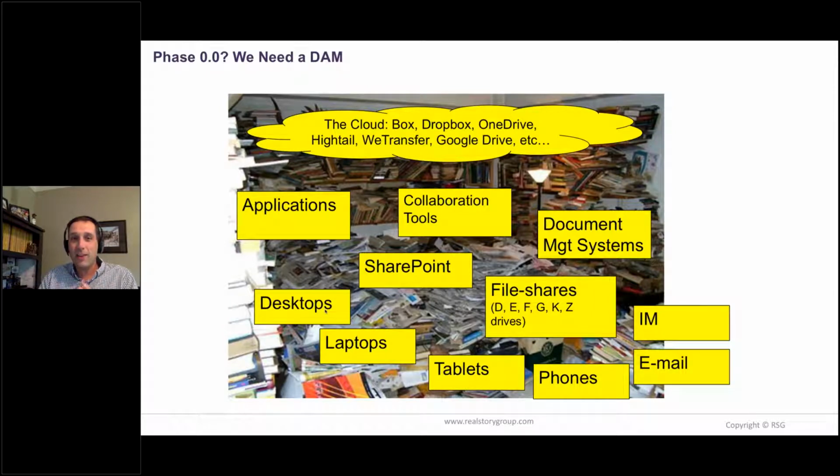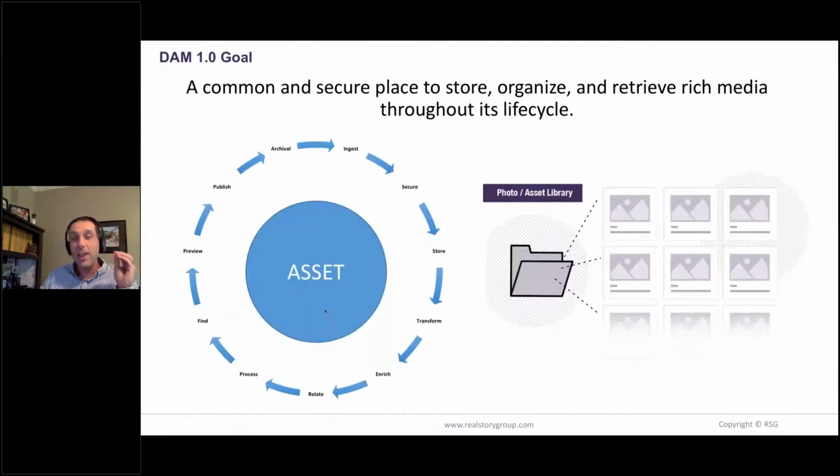But the point here is that the promise of a DAM is to help unify this to a single source where you can manage an asset through a life cycle. Now, here's a very simplistic view of what that life cycle could be, but in most cases, you're creating a library that allows you to ingest assets in a secure way. You're storing them, you're transforming them, you're enriching them, you're probably making relationships between those assets, all for the purpose of being able to help the next person come around and find them and do something with it.